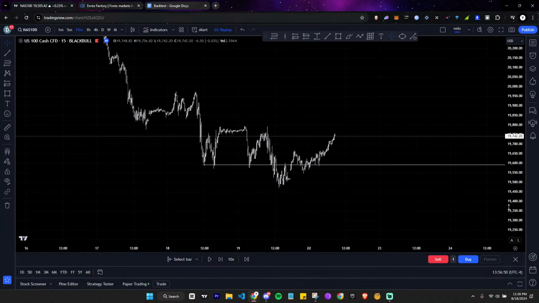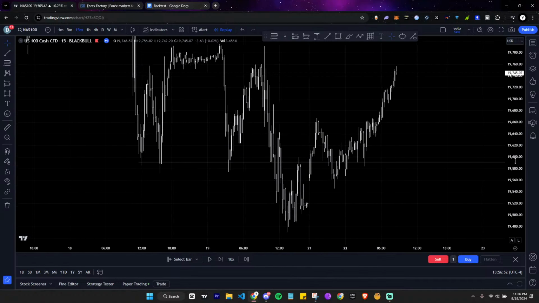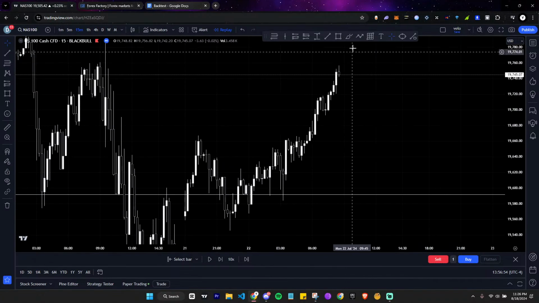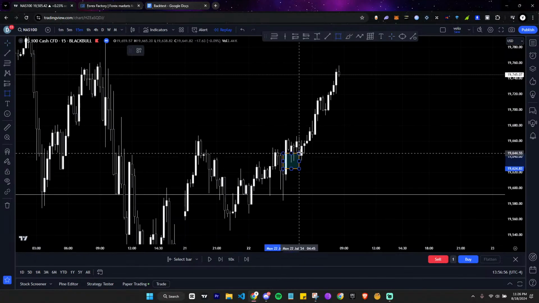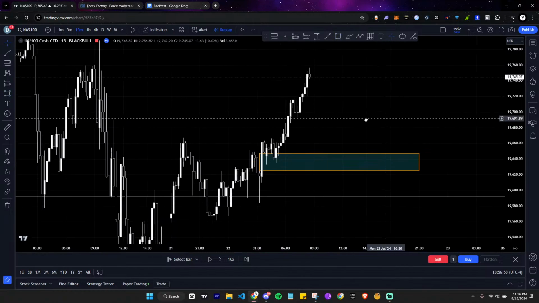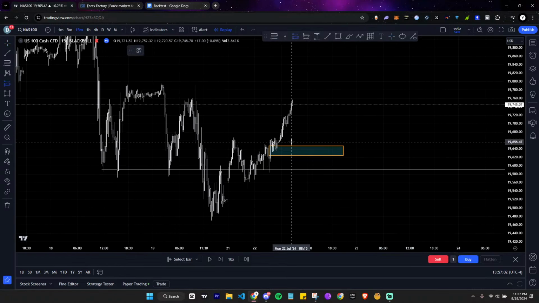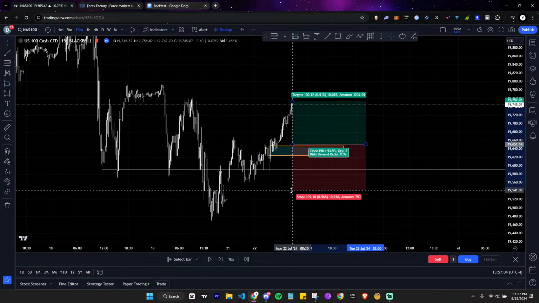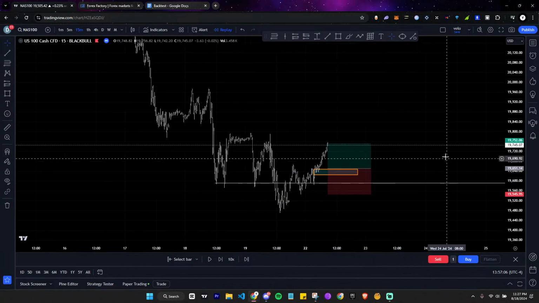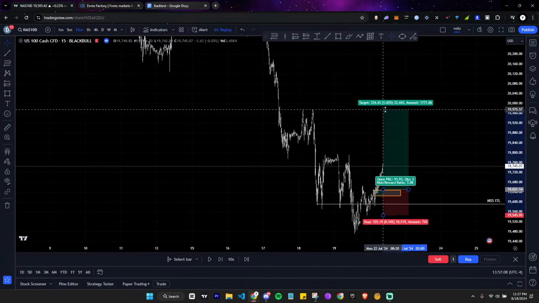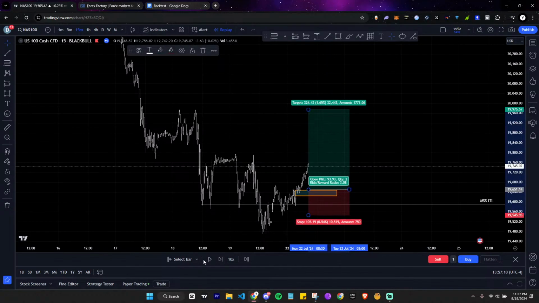Okay, what do we see here? You can see that we have a fair value gap that gets mitigated right after. So even if you do enter right here off this swing low, and even if you target this as a take profit, let's see how it plays out.